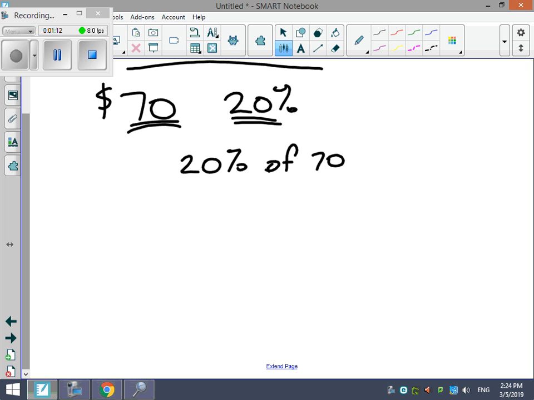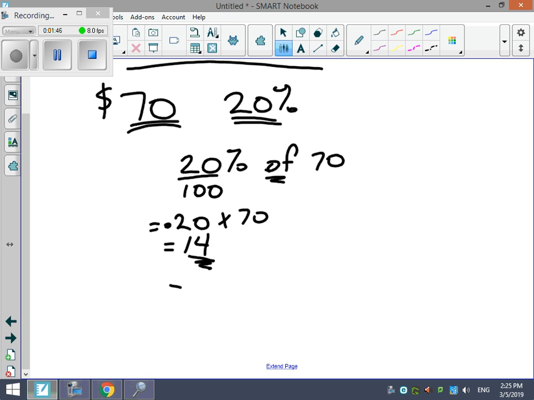The old way that we did it was we would take 20% and put it as a decimal. In order to put it as a decimal, we had to divide it by 100. And remember, 20 divided by 100, you're just moving the decimal place 2 spaces. You can do it with a calculator, but there's no need at this grade level. And you're going to do 20% times, because "of" means times, 70. That would get me 14. Really, the answer is it's $14 less. $70 minus 14.